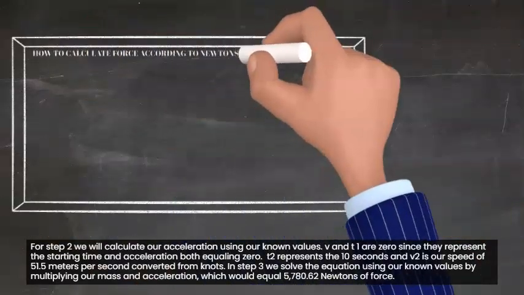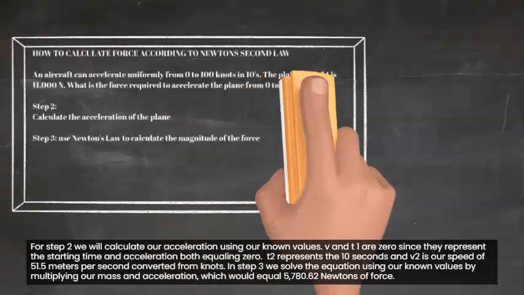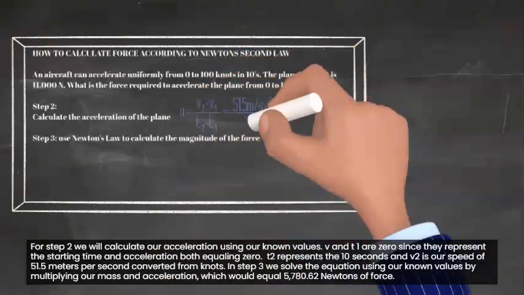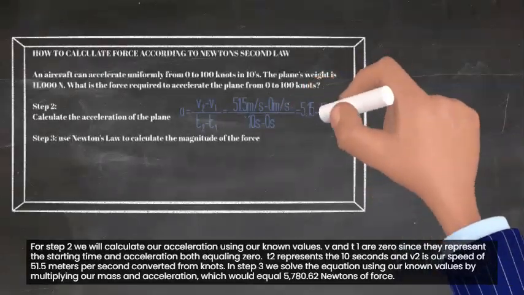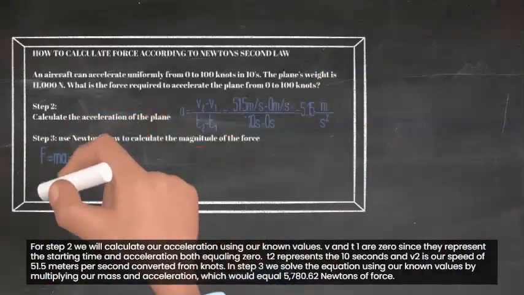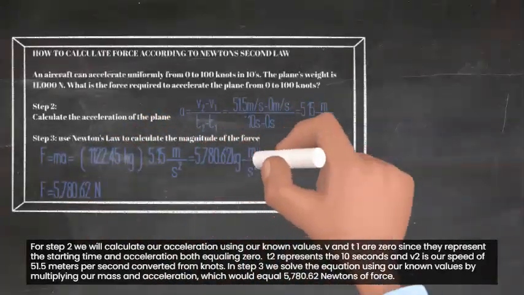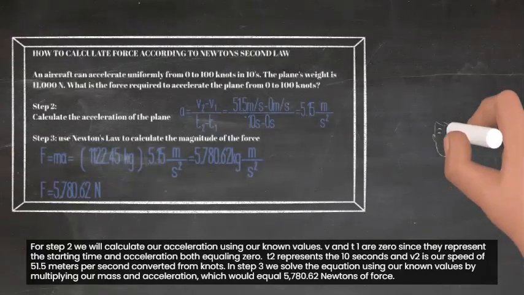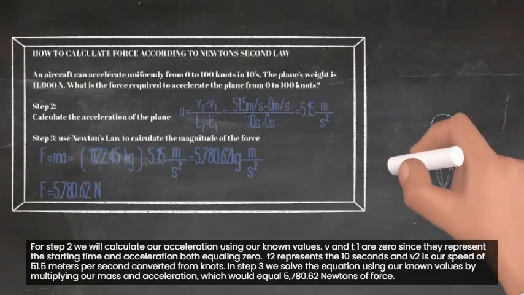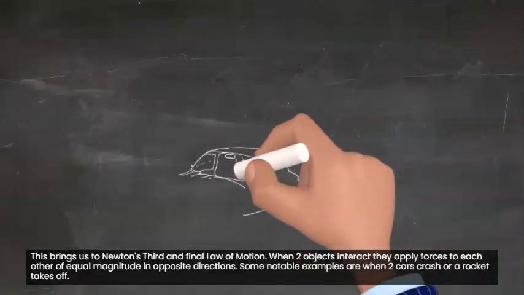For step 2, we will calculate our acceleration using our known values. V1 and t1 are 0 since they represent the starting time and velocity, which both equal 0. T2 represents the 10 seconds, and V2 is our speed of 51.5 meters per second, converted from knots. In step 3, we will solve the equation using our known values by multiplying our mass and acceleration, which would equal 5,780.62 newtons of force.